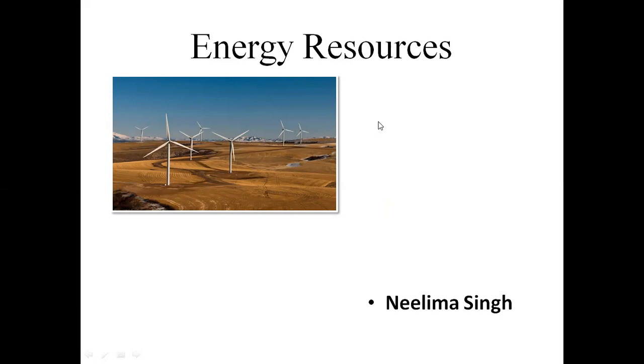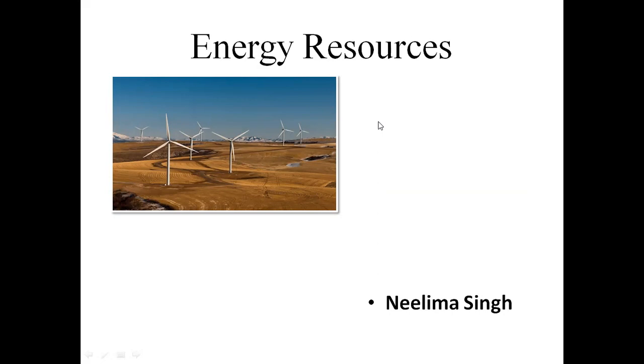In today's lecture, we will discuss the energy resource through various diagrams in this presentation. So here we start with the energy resources.